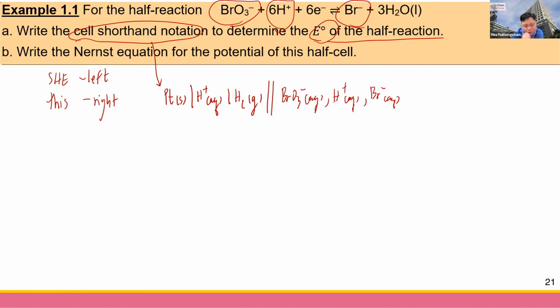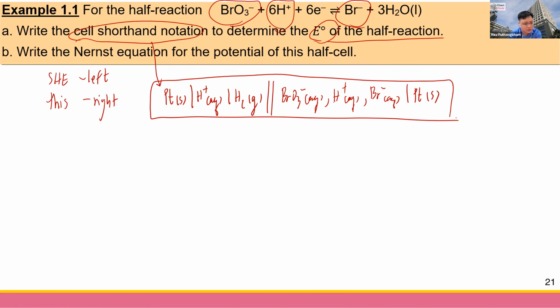And then you need one solid conductor, which is inert. So I'm going to use platinum. Sometimes you can use carbon as well, but I'm just going to use platinum here. So this is the answer for this one. Because we don't have the solid conductor here, that's why we have to put platinum as the inert solid conductor. So this is the A.